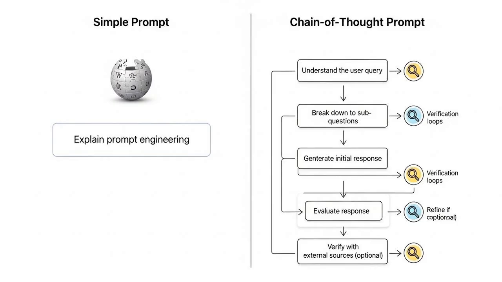A more advanced technique is called chain of thought prompting. You're essentially asking the AI to show its work. By instructing it to think step by step, it's less likely to jump to an incorrect conclusion.